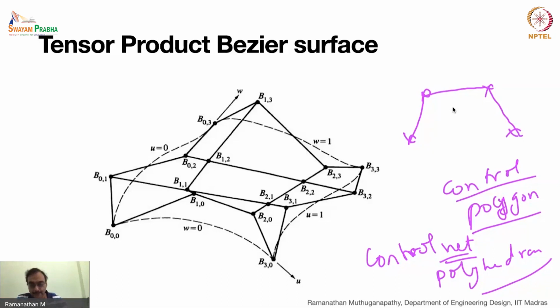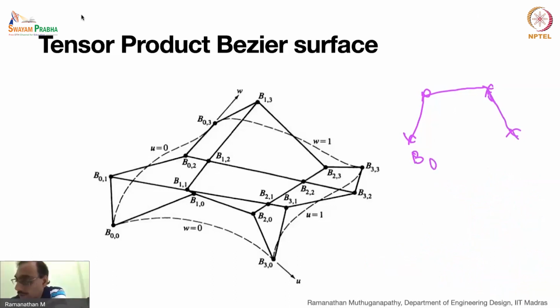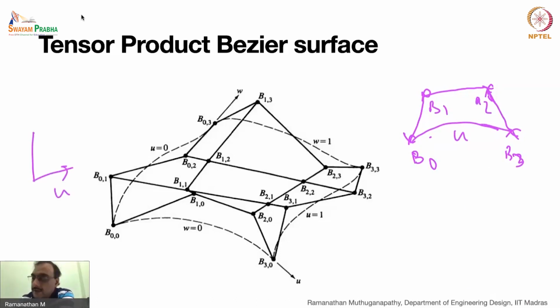Okay, let me just quickly try to give you some understanding of how this picture looks. I have to move these guys here. Okay, so how this picture looks: you know that in the case of Bezier, what is the notation we used? B0, B1, B2, B3. You remember that, right? And then we know that it is in one direction. So the curve is in, let's say, U direction. Now remember we have U, so we have U direction and then we have W direction or V direction, whatever. So you have U direction, you have W direction.